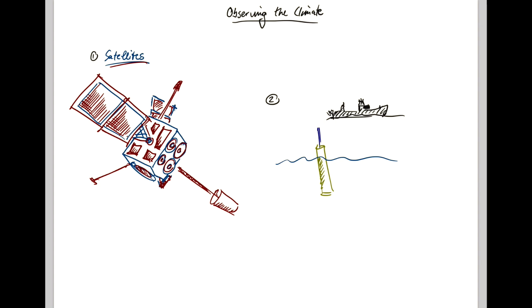So I will focus on one of these sets of instruments, and that is the Argo program. And what I've drawn here is an Argo float. More on that in a bit.